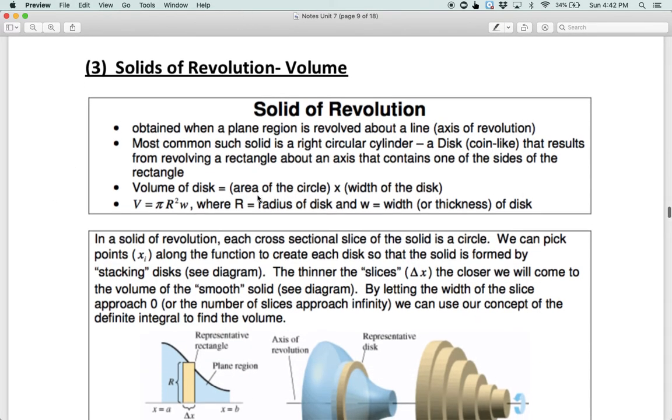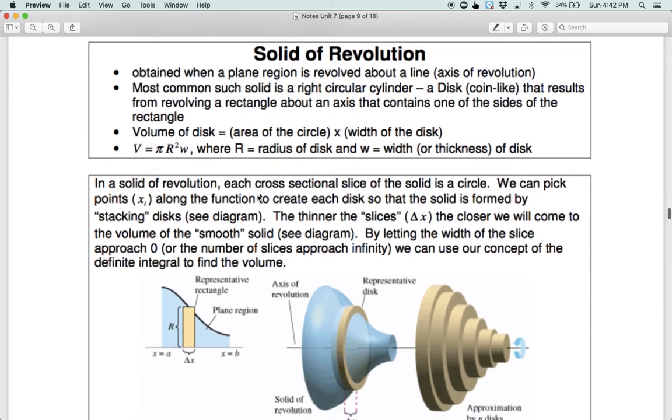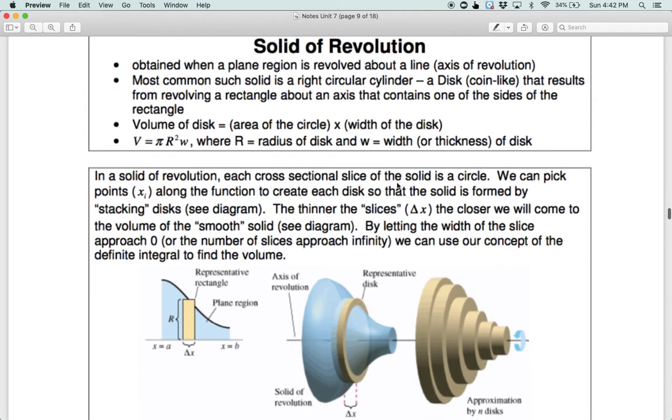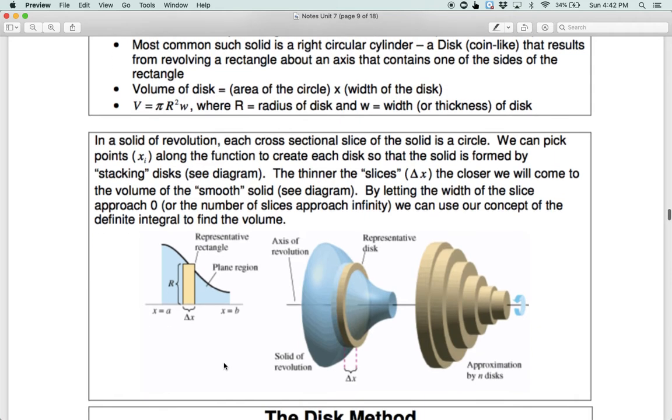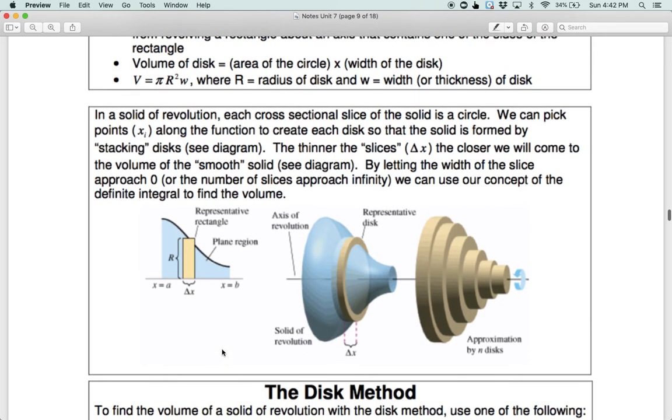So to sum this up, in a solid of revolution, each cross-sectional slice of the solid is going to be a circle, okay? So using thinner and thinner slices, like we've talked about, we want this delta x to approach 0, then we can use the definite integral to find the volume.